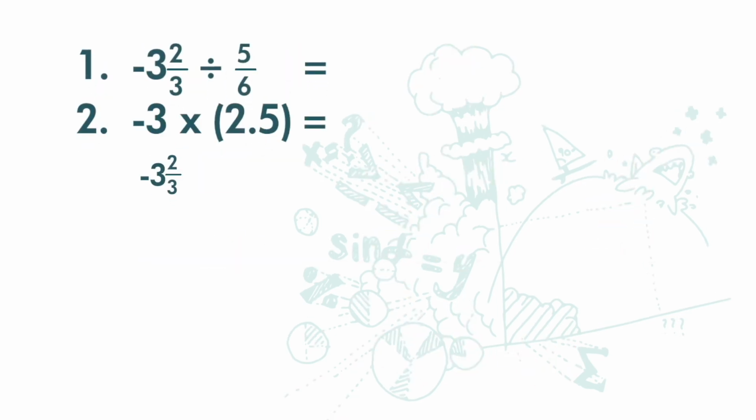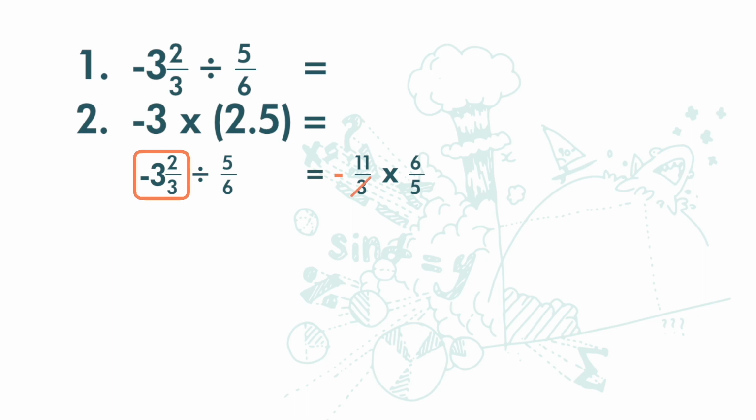-3 and 2 over 3 divided by 5 over 6. Let's convert the first fraction into an improper fraction. 3 times 3 is 9 and 9 plus 2 is 11. So we have -11 over 3. And we change the division sign to multiplication and flip the second fraction over to get 6 over 5. Then we simplify the fraction.